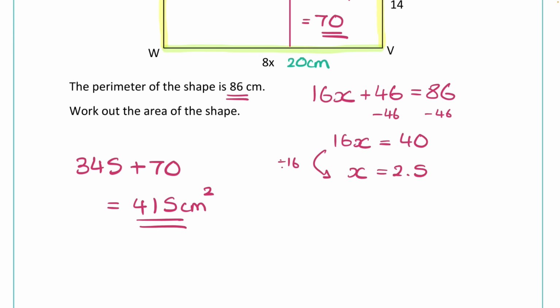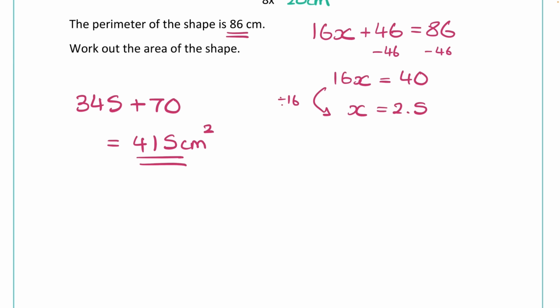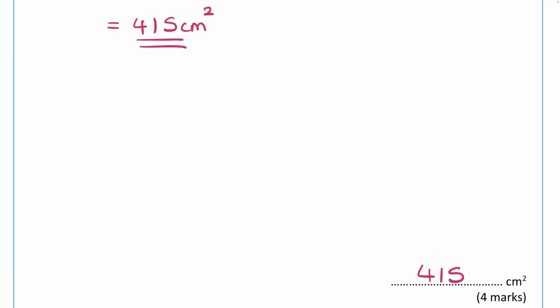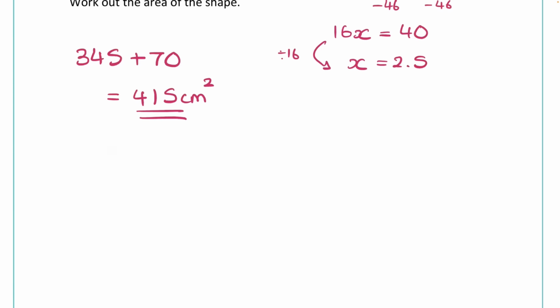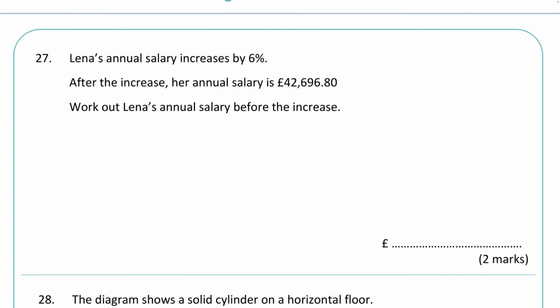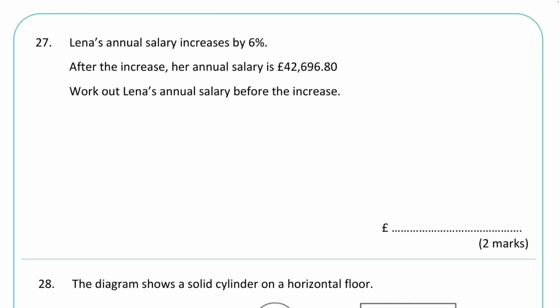And there we go, 415 centimetres squared is our final area of the overall shape. So this does have the units on there, 415, and there's our final answer. And that was looking at some forming and solving equations with a compound shape. Okay, so our next question is a reverse percentage.